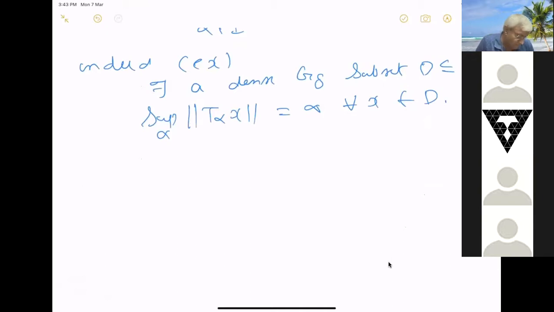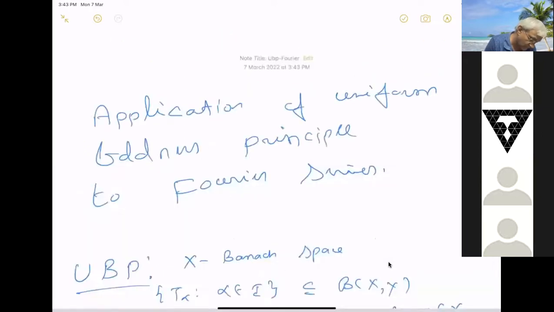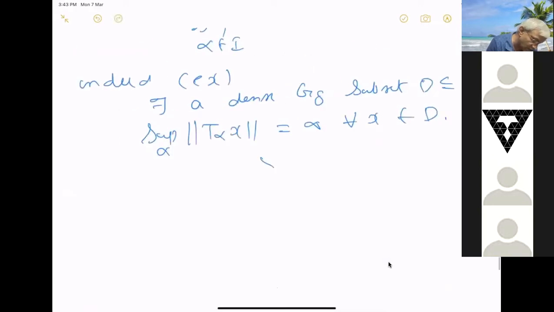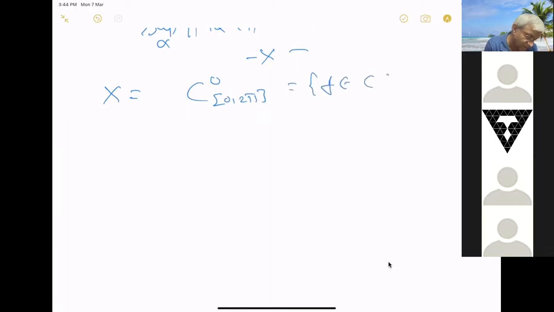So we want to use this to answer a question negatively for Fourier series. Let me recall what a Fourier series is, and then we will answer a question about a convergence theorem. This is the application of the uniform boundedness principle to Fourier series. Let X equal C[0, pi]. You can take any interval, I'm taking 0 to pi. It is all those continuous functions f in C[0, pi].